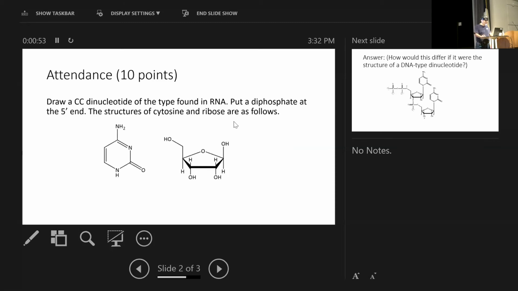So here I've given you the structure of cytosine and the structure of ribose. So put together two cytosine-containing nucleotides and make it of the type that you would find in RNA. And then as a last instruction, put a diphosphate at the 5' end, the free 5' OH. Make it, instead of OH, O diphosphate. And so these are those structures. I would never expect you to memorize those. I certainly don't have cytosine memorized. Ribose, I guess I do. That's not so hard to memorize. But maybe take a couple minutes to think about that. Then I'll call you back and we'll go over it.